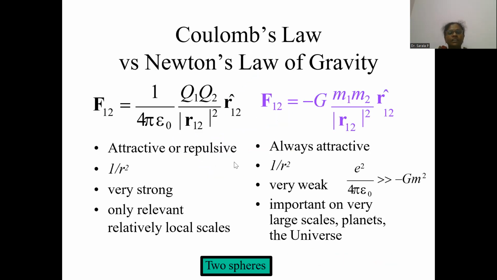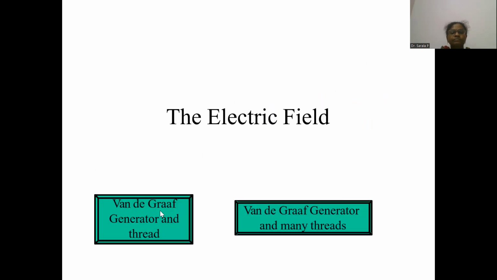Okay, so here now let us go with Coulomb's law, that is 1 by 4 pi epsilon naught Q1 Q2 by R12 square R12. So here the force can be attractive or repulsive and the force is inversely proportional to R square, and the force is very strong over here, relevant only at relatively local scales.